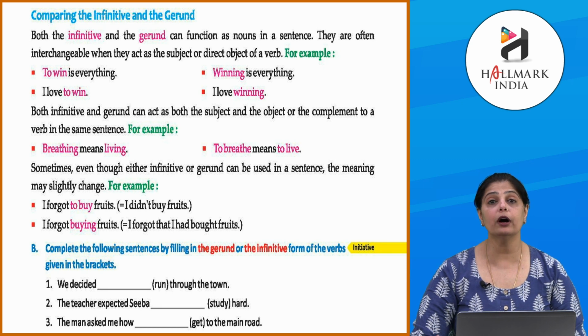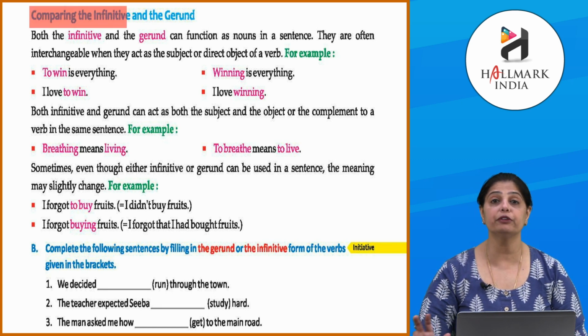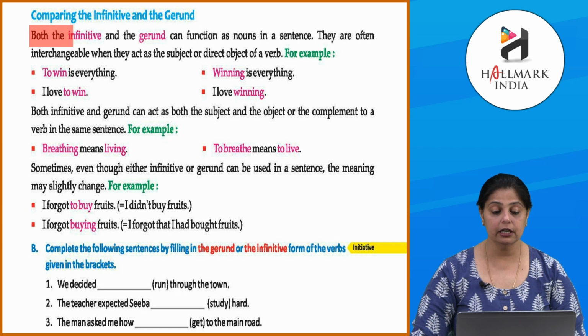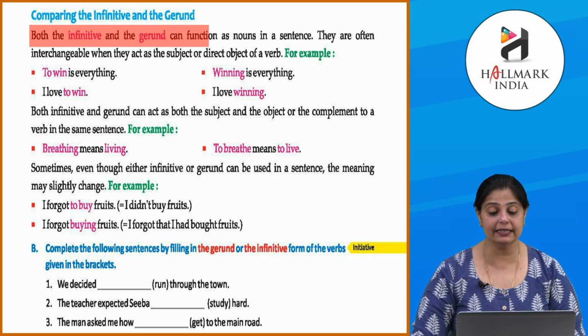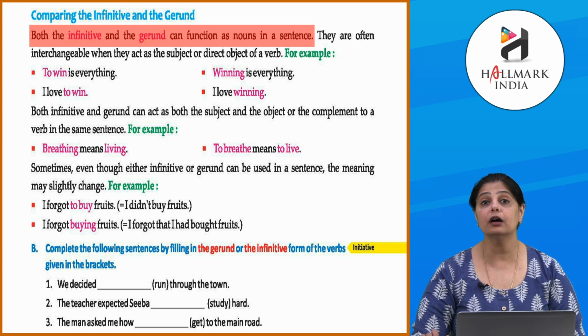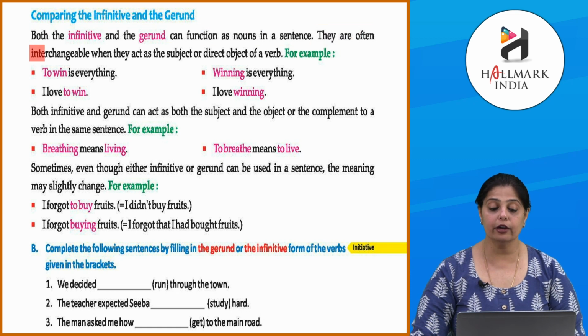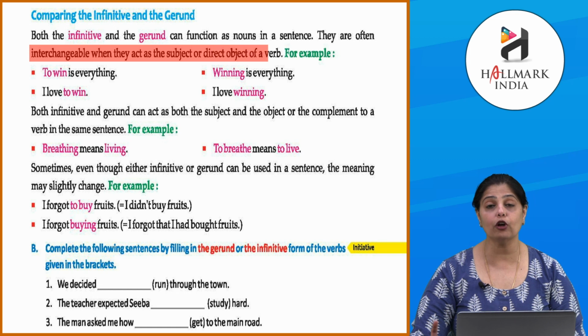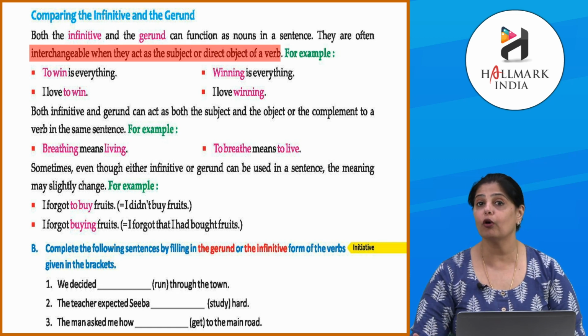Now, how do you do a comparison? Let's look at the comparison between infinitive and gerunds. Both these infinitive and gerund, they can function as nouns in a sentence. तो आपको अलग से nouns की ज़रूरत नहीं है. They can act as a noun of a sentence. They are often interchangeable when they act as the subject or direct object of the verb. तो interchange मतलब they can be either the subject or an object.